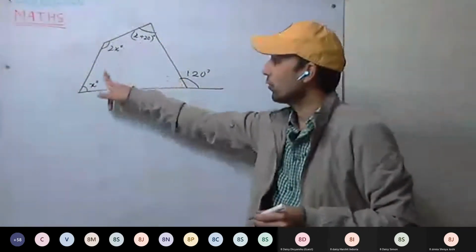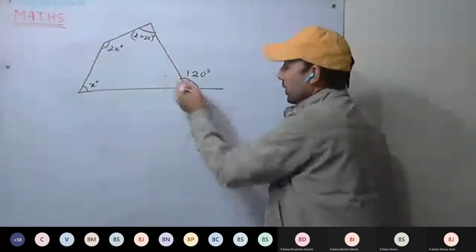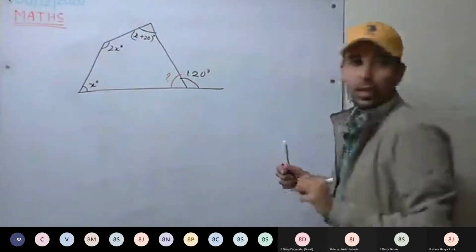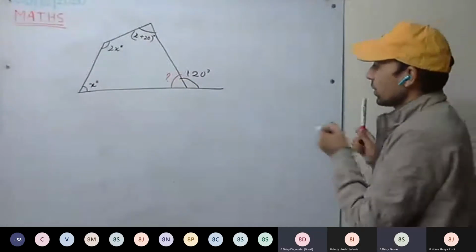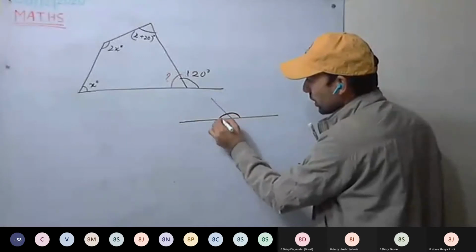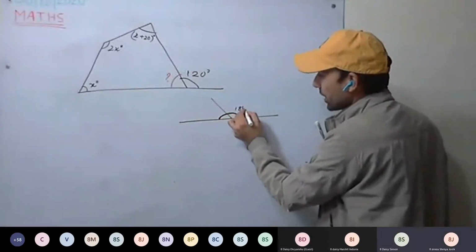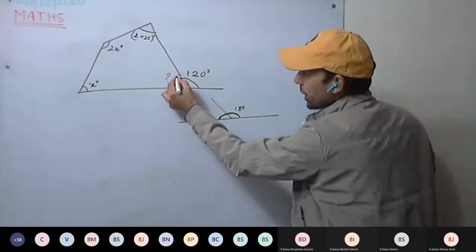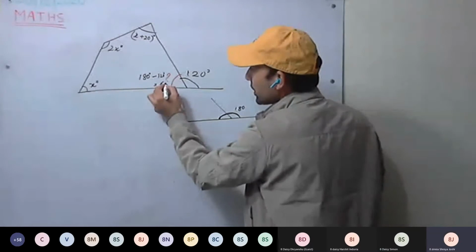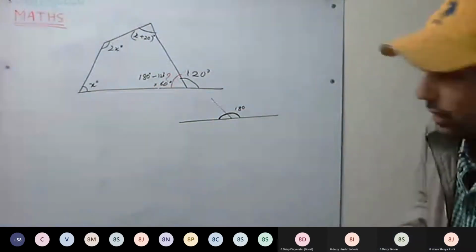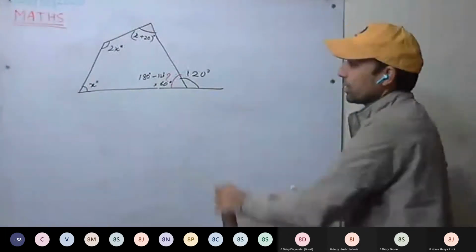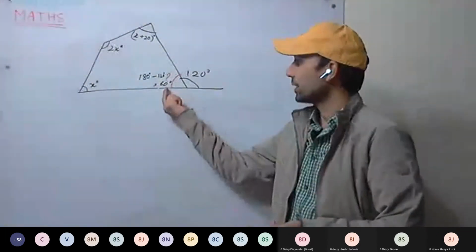Now see here, we have to calculate the value of x, but we must know how much this angle is. How can we calculate it? You all know, 180 minus 120. If I draw one straight line, this angle is 180 degrees at any point. Now if this is 120, the remaining will be 180 minus 120, it will be 60 degrees. Have you understood this one? So the angle subtended on a straight line is 180 degrees at any point. Yes, sir.